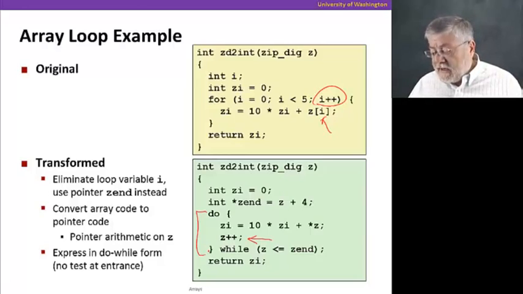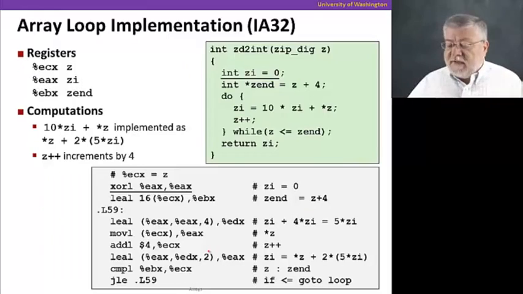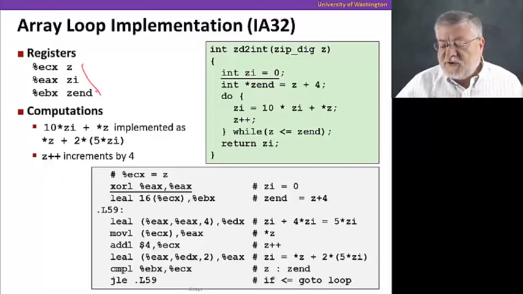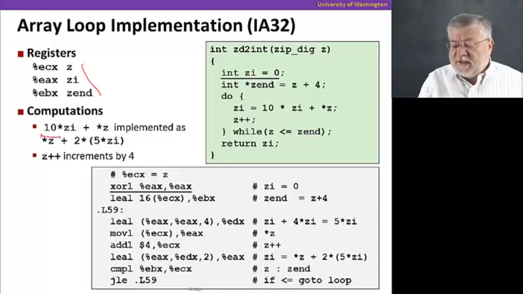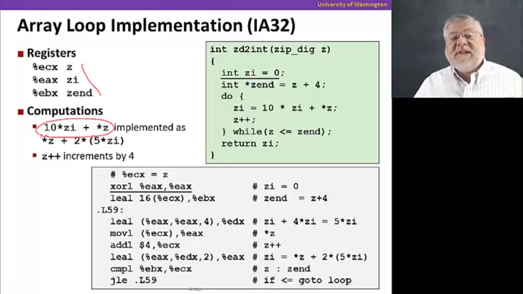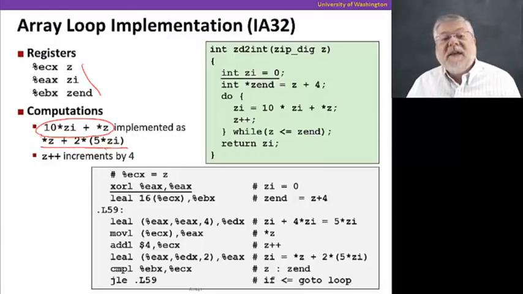Okay, so that's our transformed C code, and now we can go on to see the actual assembly code that's generated. I've listed here where the variables are stored in which registers and the computations that need to be done. You'll notice that the main computation is 10 times the current accumulated value plus the next digit. That's been factored a little bit to look like that instead.